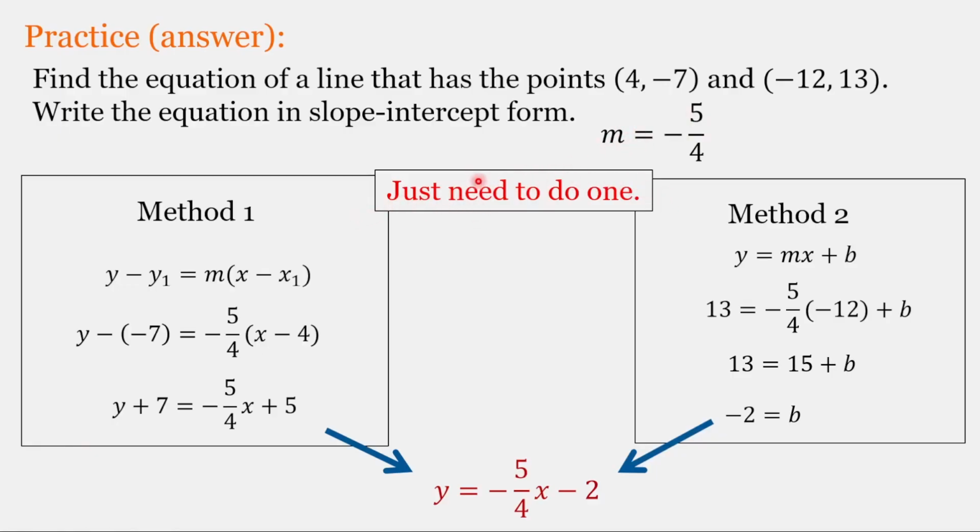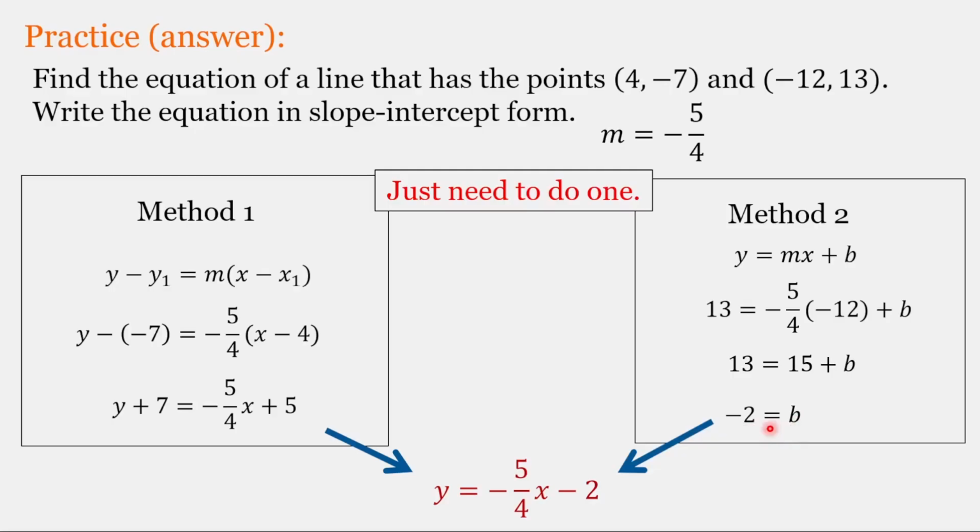Again, I'm going to show 2 different methods, but you only need to do one. So for method 1, we use the point-slope method, and we plug in the value for our slope and one of our points. We simplify this down, and then we can rewrite this in slope-intercept form. For method 2, we're going to use the slope-intercept form. We're going to plug in our value for the slope and 1 point into the equation, and then solve for b. This gives us the y-intercept.